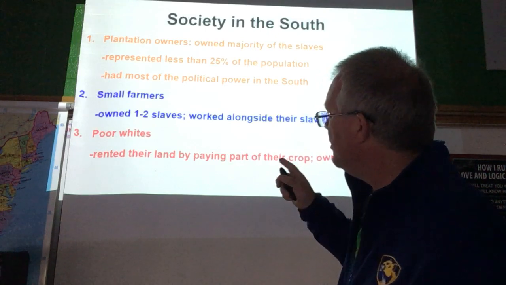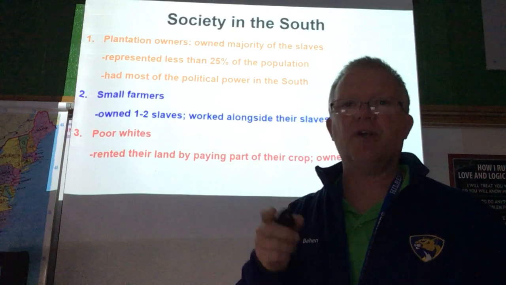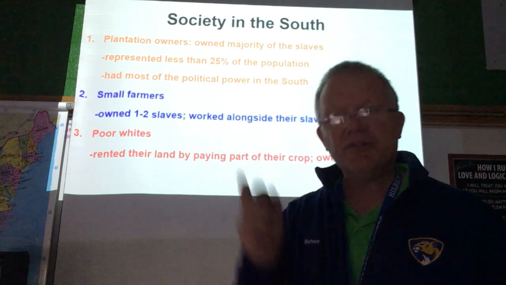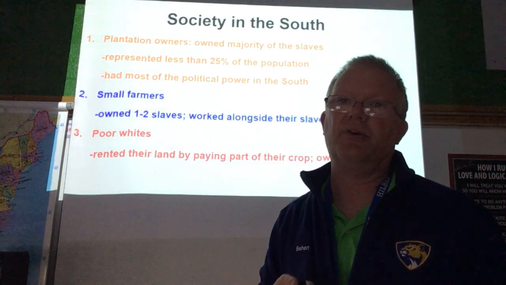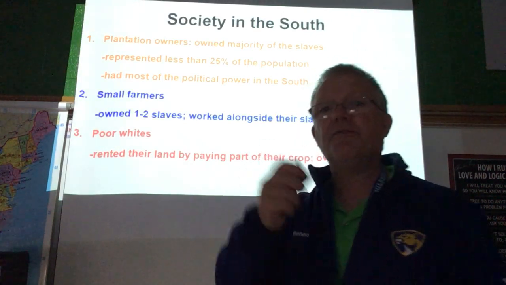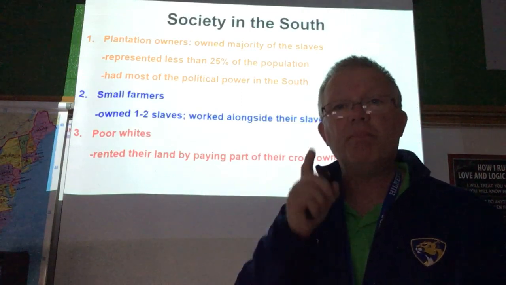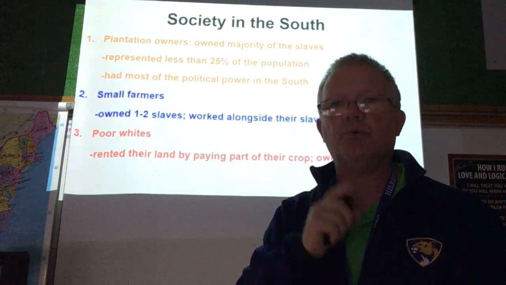But the plantation owners also had most of the political power in the South. So your governors were probably plantation owners. Your senators were probably plantation owners. And so they had all the political power in the South. If you were a farmer in the South, you hoped to own slaves one day. But most farmers did not own slaves.